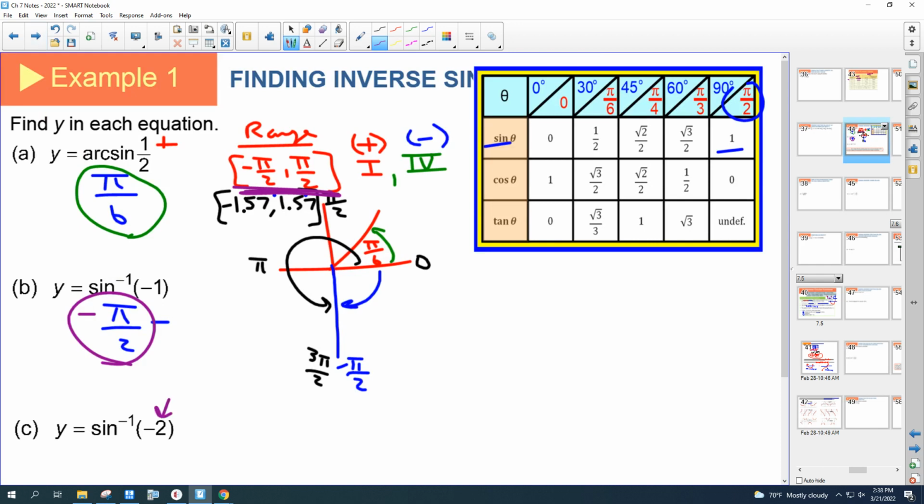So when I see this problem, am I even allowed to plug in negative 2? I'm not. So this is undefined. Okay, so good news. If you know what you're doing, these problems are really fast.